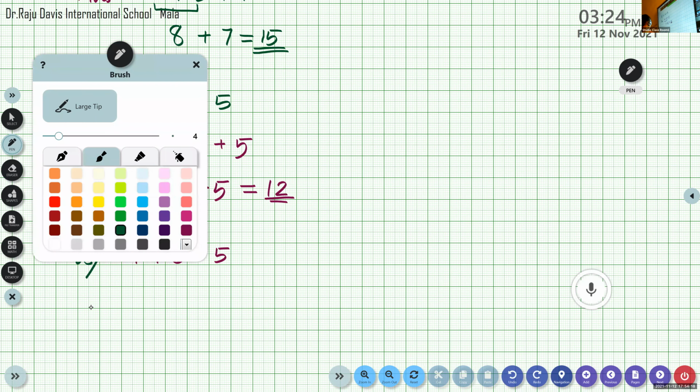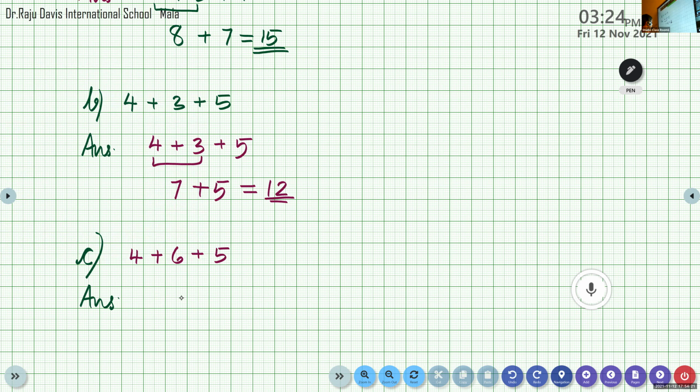So let's write the answer. So once again, we can write the question. 4 plus 6 plus 5. The first two numbers are 4 and 6. Dhyan Madhav, what's the answer? 4 plus 6. 6 in the mind, 4 on the fingers. 10. So after 6, 7, 8, 9, 10. So we will get the answer 10.